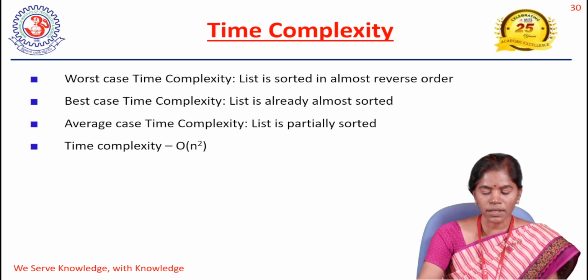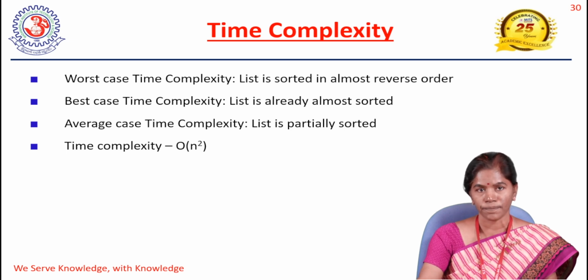Similarly, in the best case time complexity, if the list is already almost sorted, all the elements are already sorted, then we say it is the best case. Very few data movements, swaps, will be done. That's why we call it the best case. Next, in the average case, the elements in the list are partially sorted. So in all the three cases, worst, best and average, the time complexity of selection sort is big O of n square.